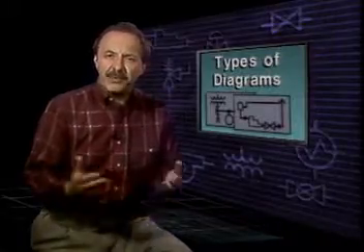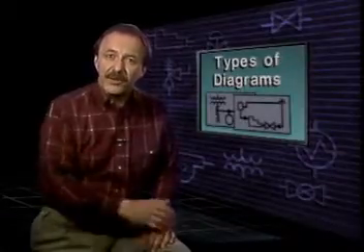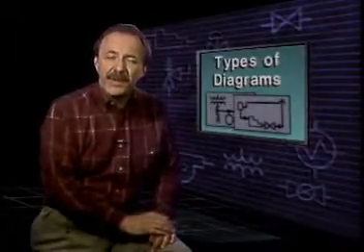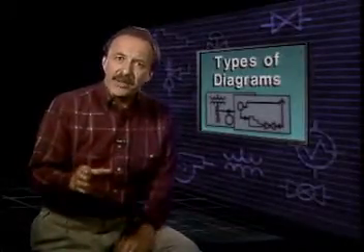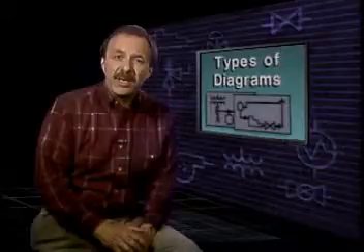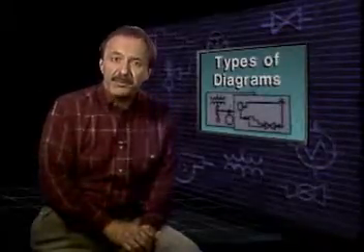Drawings and diagrams that represent parts of a system and the flows between the parts are referred to as system diagrams. We're going to look at three types of system diagrams: block diagrams, piping system diagrams, and electrical diagrams. And we'll start with block diagrams.